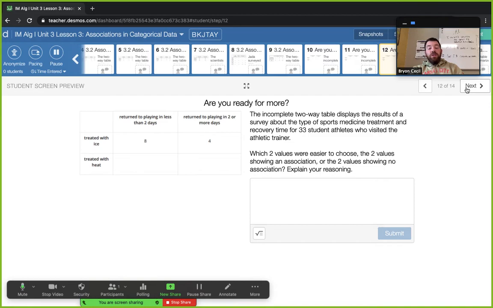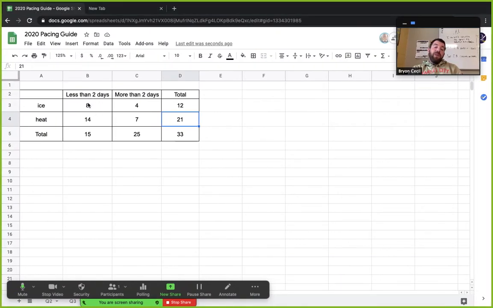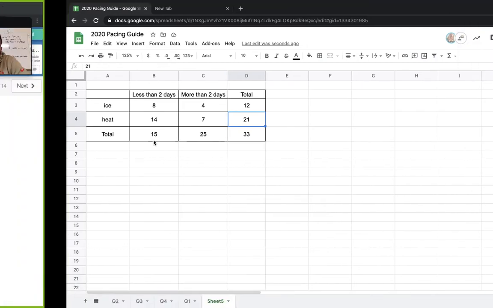Which ones are easier to choose? The values showing an association or the values showing no association? For me, guys, we could have really picked anything here that we wanted to add up to 21 to show an association, just as long as we didn't choose something that had the same ratio as ice, that 2 to 1 ratio. So anything but 14 and 7, and we really would have been able to choose something that would have had an association.